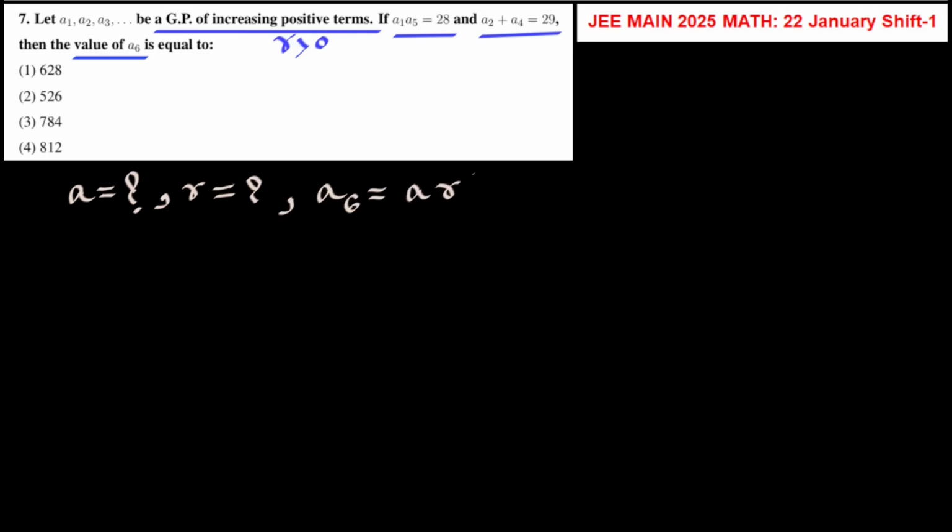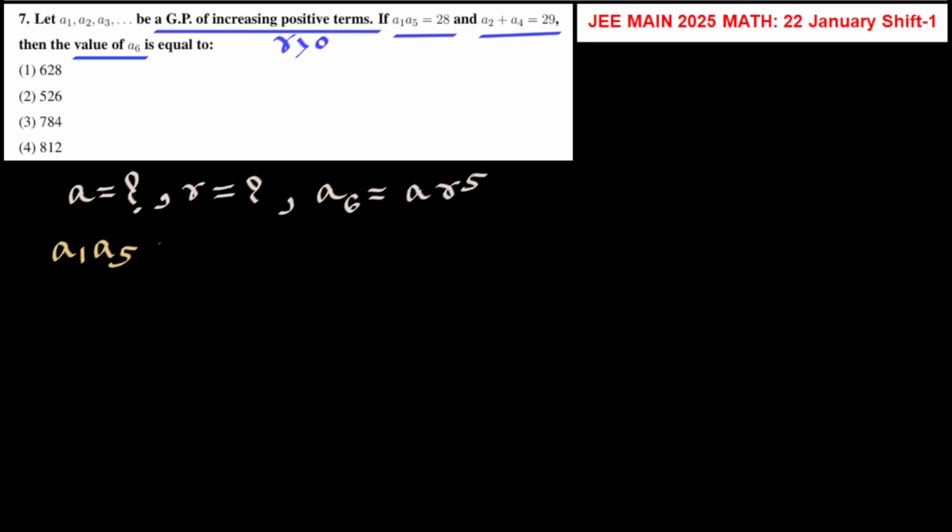In this question, the GP is of increasing positive terms, which means common ratio r is positive, a1 a5 is 28 and a2 plus a4 is 29. With this given information, we will find out a and r, and from this finally we will find the value of a6, which will be a r raised to 5.